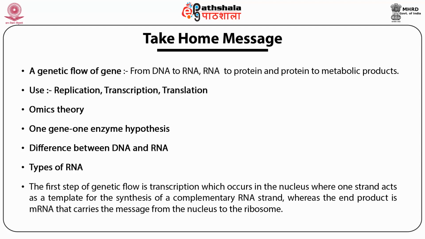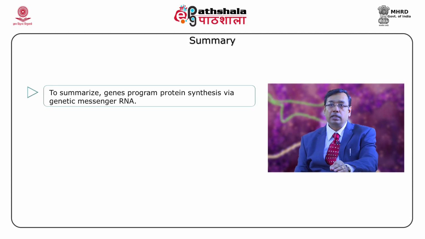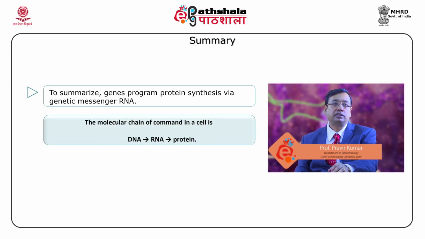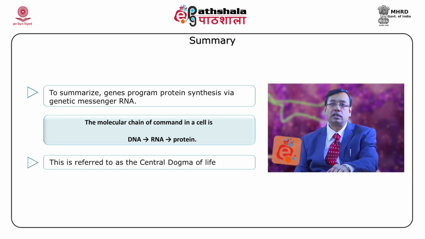Further, we have also analyzed the concept of the gene, which is classically defined based on Mendelian inheritance, and how it transmits from one generation to another, like from progeny to offspring. To summarize, genes program protein synthesis via a genetic messenger, and that is mRNA. The molecular chain of command in a cell is DNA to RNA and RNA to protein, and this is referred to as the central dogma of life.